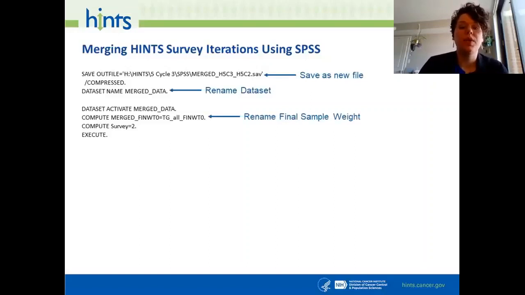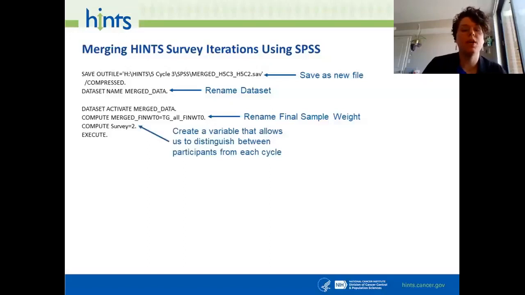Then you will need to rename your final sample weight. So TG all fin weight 0 would need to be renamed as merged fin weight 0 so that it matches HINTS 5 Cycle 2 here in a minute. You would then need to create a variable that allows us to distinguish between participants from each cycle.